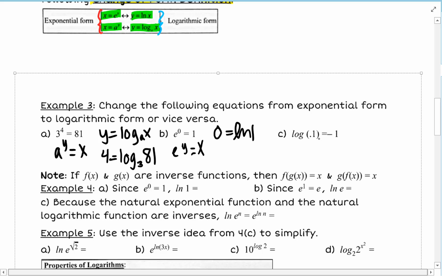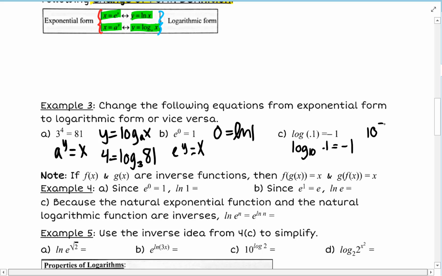Log of 0.1 is equal to -1. This is in logarithmic form. Log base 10, if there's no base written, then it's base 10. Log base 10 of 0.1 is equal to -1. So in exponential form, that would be 10 to the power of -1 is equal to 0.1 or 1/10, which is true.